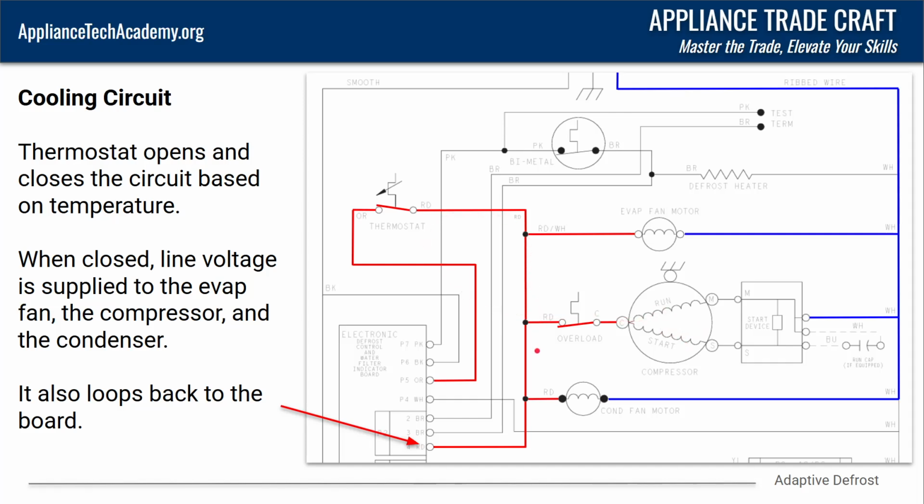Now, notice one other thing. See how when those are energized, we have this line right here that comes back to the control board? That's going to be our sensing line. When the thermostat is closed, we're getting 120 volts to those loads and back here. So when the control board's seeing 120 volts on this line, it knows the compressor should be running and it knows it's in cooling.